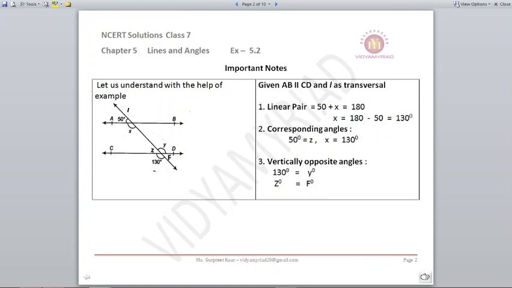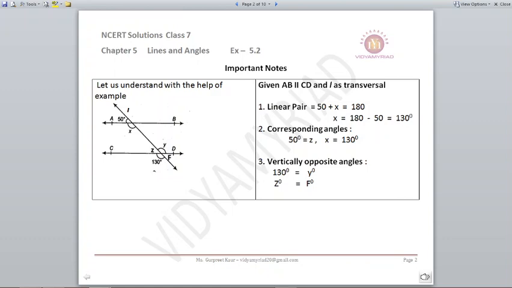I just repeat again, you can use the linear pair when it is on a straight line. Z plus 130 forms a linear pair, Z plus Y is also forming a linear pair, and 130 plus F is also forming a linear pair. So you can choose any method to find out the values, whatever you find easier. Try to use vertically opposite angles wherever there are two intersecting lines and angles are totally the same. Try to use linear pair and the corresponding angles.